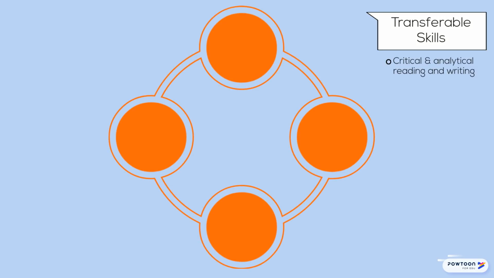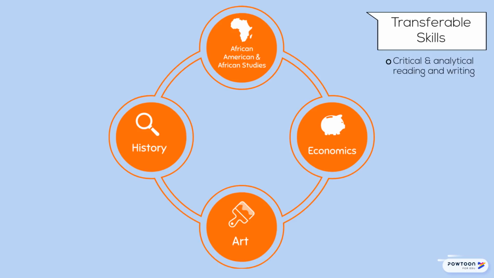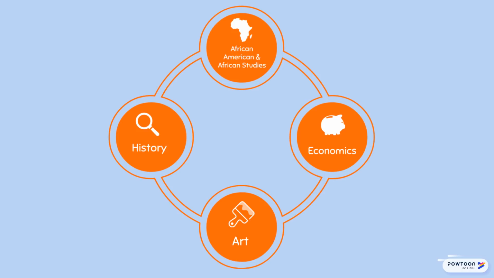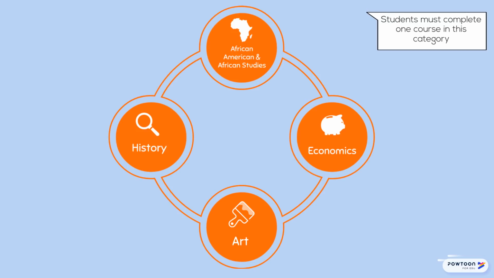This GE requirement can help students develop critical and analytical reading and writing skills. Though many of the courses that fulfill this category are in the history department, other departments, such as African American and African Studies, economics, and history of art, also contain courses that can fulfill this requirement. All students must take at least one historical study course to graduate. You must first have credit for English 1110 before you can take many of these courses.